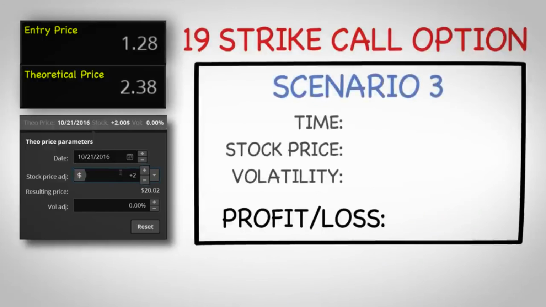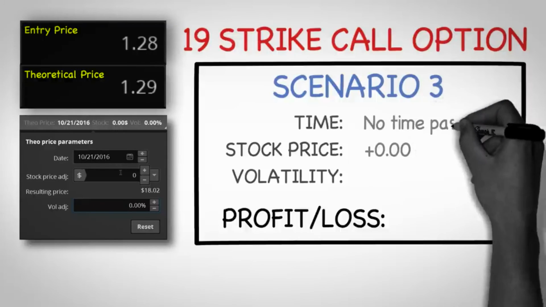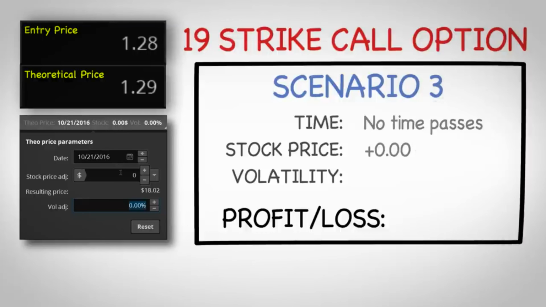Okay, so there's one more factor that affects an option's price on a day-by-day basis, and that is the daily changes in the underlying stock's implied volatility. So for this scenario, let's say the stock doesn't move, and no time passes either. The implied volatility just magically jumps up by 25%. You can see that the call option's price went from 128 to 179. So you would have turned your $128 into $179 for a total profit of $51.